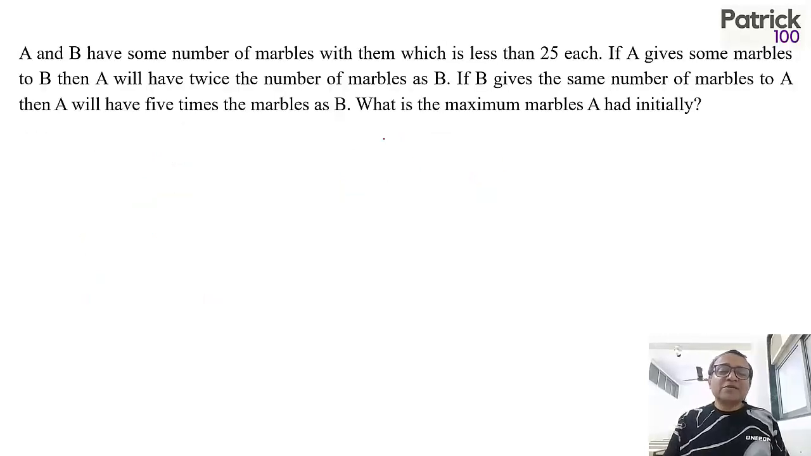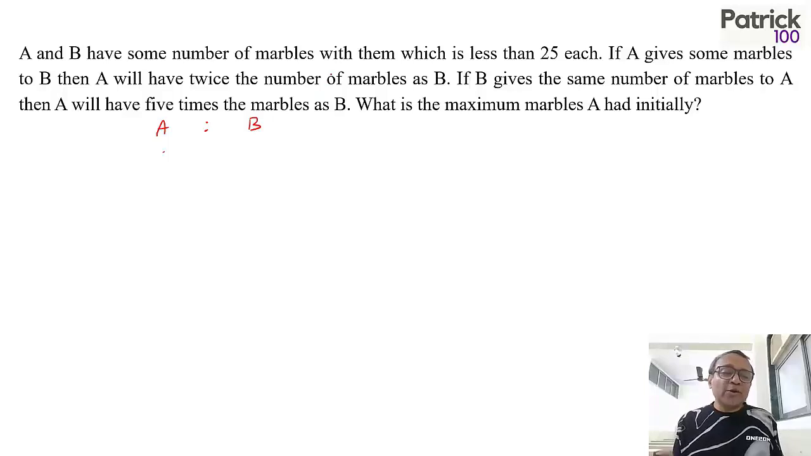Second, A and B have some number of marbles with them, which is less than 25 each. A gives some marbles to B and A will have twice as many marbles as B, so 2:1. And if B gives some marbles to A, then A will have 5 times as many marbles as B.